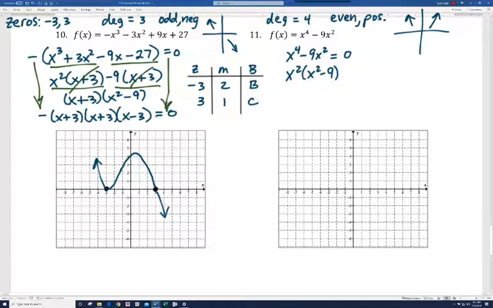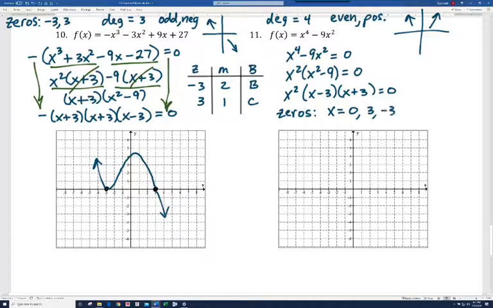Let's factor out an x squared. We get x squared times the quantity x squared minus 9 equals 0. And of course we have a difference of squares there. We can write this as x squared times x minus 3 times x plus 3 equals 0. So our zeros are going to be 0, 3, and negative 3. So let's make our Z and B table and put in our zeros.